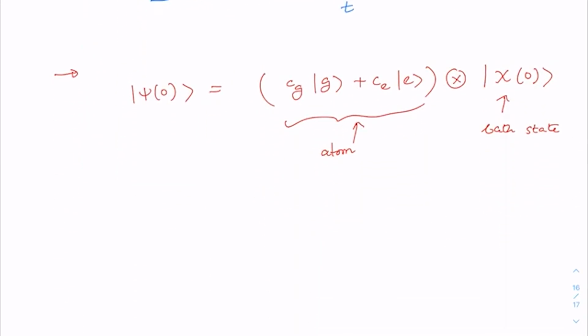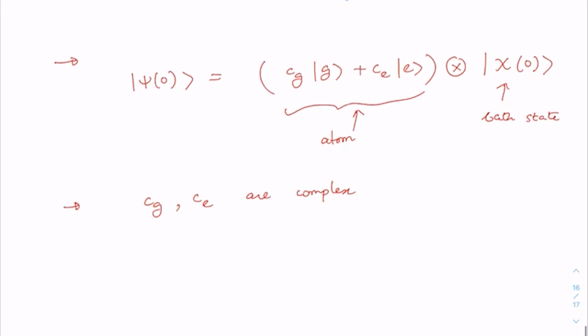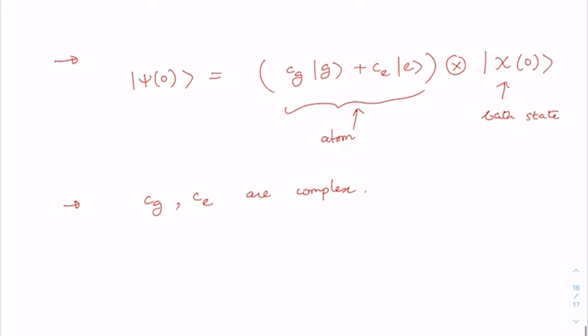Now you see, the answer is actually no, because of the fact that Cg and Ce, these coefficients, are complex quantities. Because these are complex quantities, there are phase relations between them. There are phase relations between Cg and Ce.